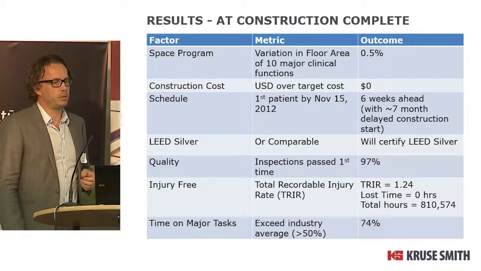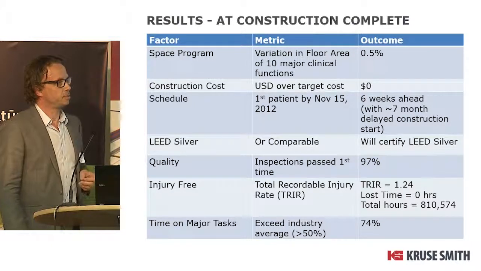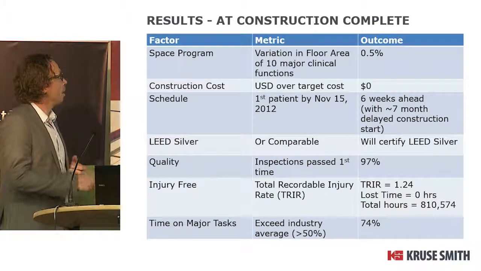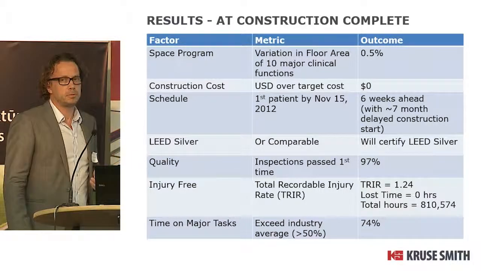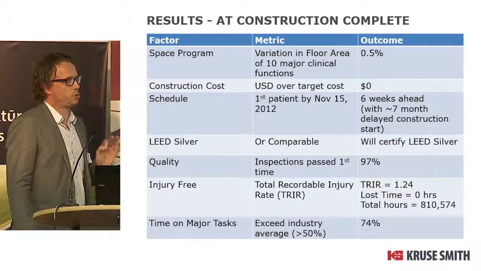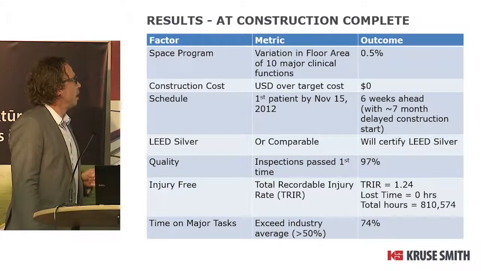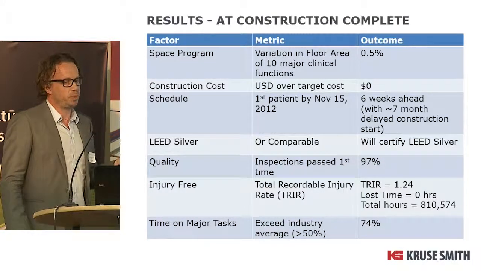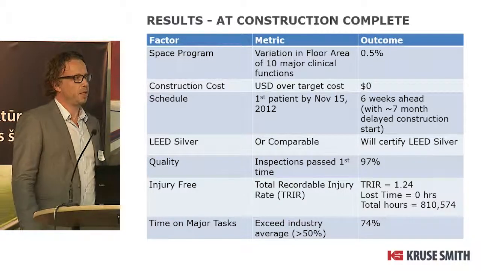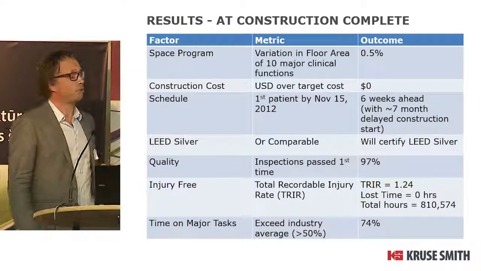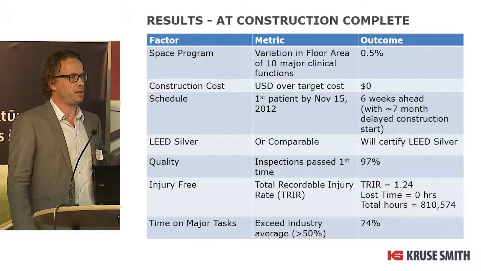These are the metrics that they set up in front of the project, and this is the result that they got. $0 over cost. I'm not sure how many million dollars the project was, but it's massive. There's not a single dollar over cost. And the schedule mark here, the 30% is included in the target, the 15th of November. They beat that by 6 weeks, even with a 7-month delay of construction stuff.